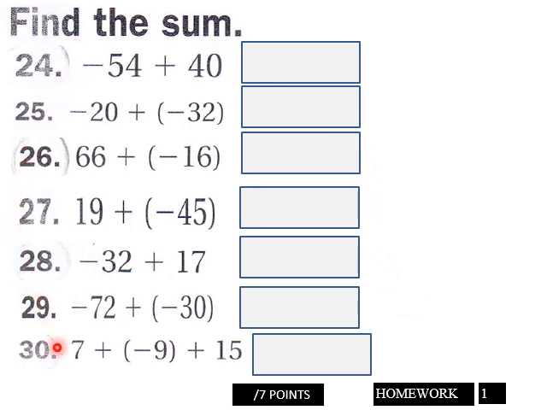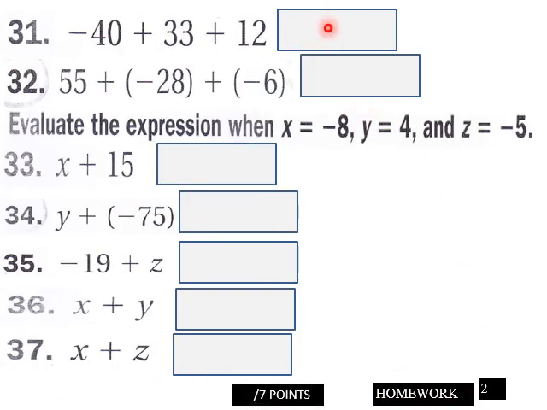And on these, find the sum. Put your sums over here in these boxes. You got 7 points here for page 1. Page 2, continuation of that, the sum over here. And then down here, evaluate the expression when x equals -8, y equals 4, and then z equals -5. Put that in here. You got 7 points here for page 2.